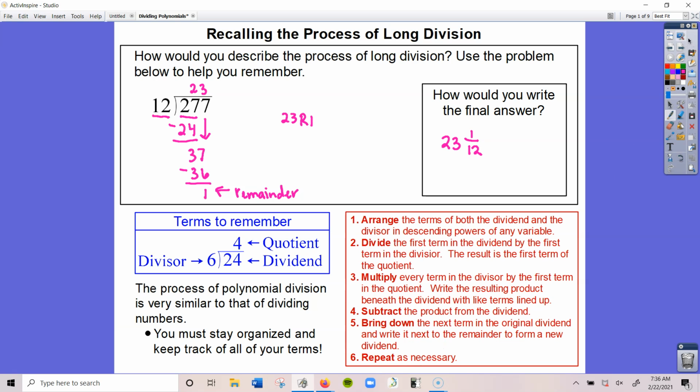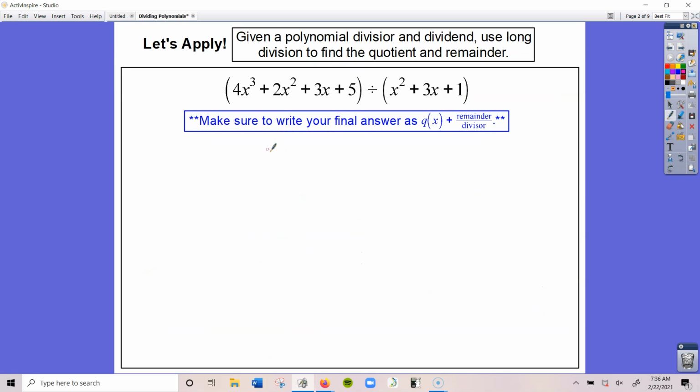So let's try that out. We have here 4x to the third plus 2x squared plus 3x plus 5 divided by x squared plus 3x plus 1. Now, whatever comes after the division symbol, that is your divisor. So that is what we are going to write on the outside. And this is already all written in standard form, so we're just going to copy it down. And then the dividend is what is getting divided, so 4x to the third plus 2x squared plus 3x plus 5.